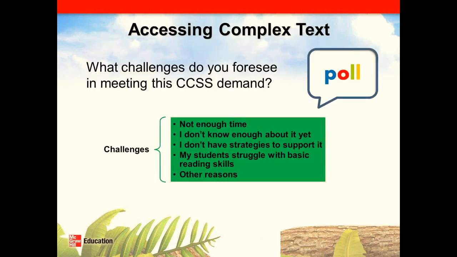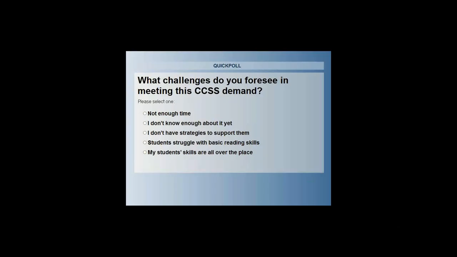So what do we mean when we say accessing complex text? Just based on what you've heard so far, take a minute to answer this poll about the challenges you see in meeting this Common Core state standard demand. What would your challenges be? Not enough time, I don't know enough about it yet, I don't have strategies to support it, or my students struggle with basic reading, or are there other reasons? Please take the poll.